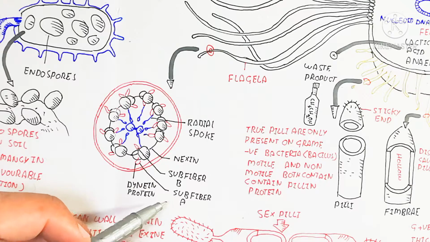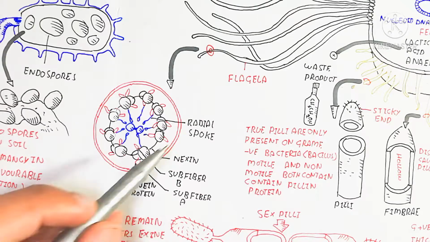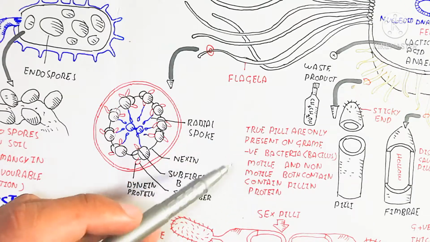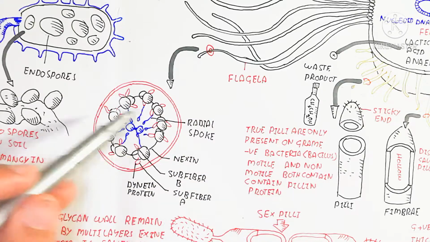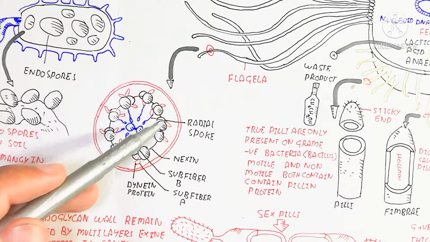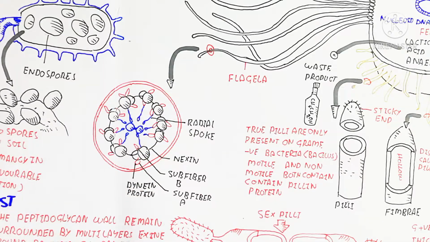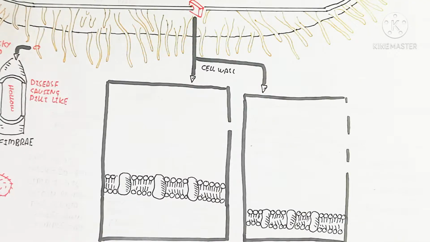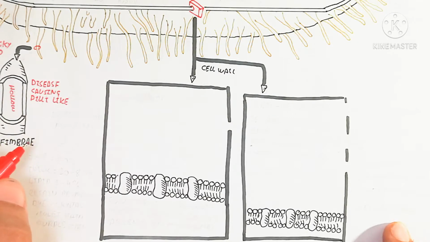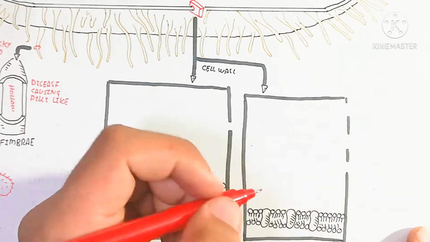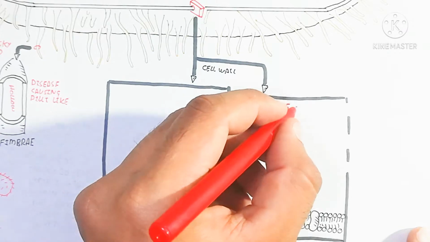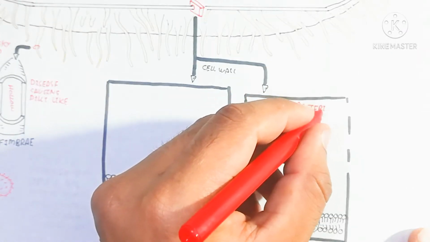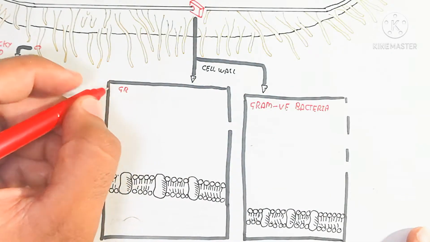Here the nexin is present, which is attached with the dynein protein, and subfiber B and subfiber A are present, which are attached with the dynein protein. The dynein protein is used for changing the location and movement with rotation. Here the bacterial cell wall is present. This cell wall sits outside the plasma membrane, so the inside is the plasma membrane and the upper side is made up of cell wall.